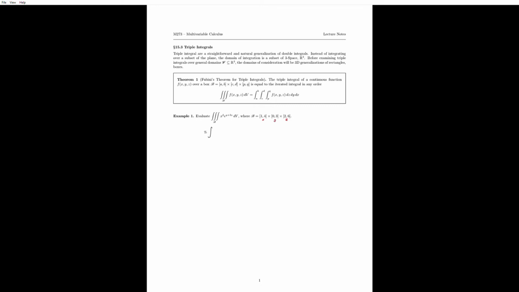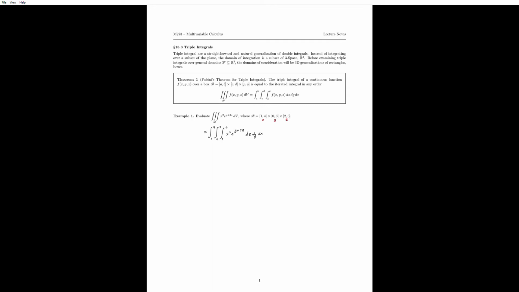The integral from 1 to 4, integral from 0 to 3, integral from 2 to 6, of x squared e to the y plus 3z, and this would be in the order dz dy dx, because if we look, 1 to 4, that's the range for x, 0 to 3, that's the range for y, and 2 to 6, that's the range for z.